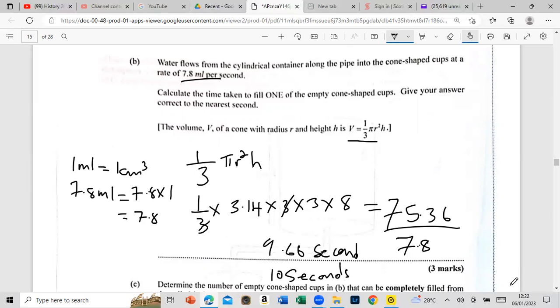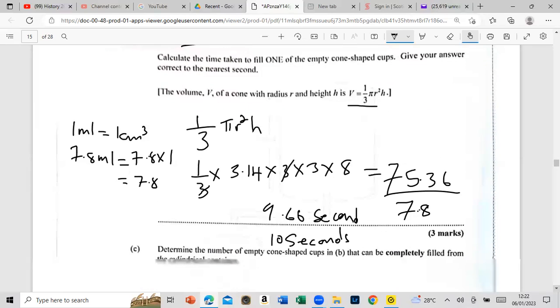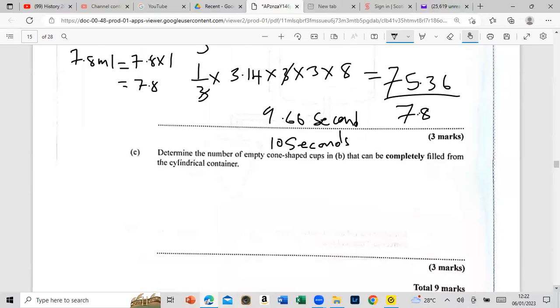All right, let's go down to the next one. It says now, determine the number of empty cone shaped cups in B that can be completely filled from the cylindrical container. What was the original volume? It's going to be the volume of the cylinder divided by the volume of the cone. That will tell us how many can be filled.